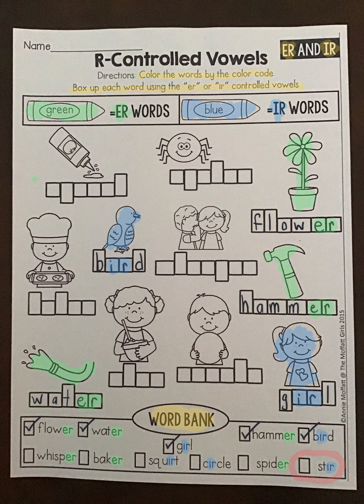Okay, bottom row: whisper, baker, squirt, circle. Looks like that boy is holding a circle. Spider, and stir. Looks like that girl is stirring something in her bowl. All right, my friends, once you're done, turn it into the top basket and move on to Lexia. Way to go.